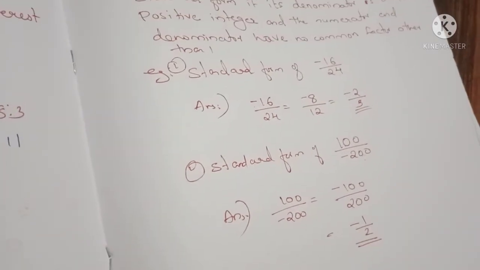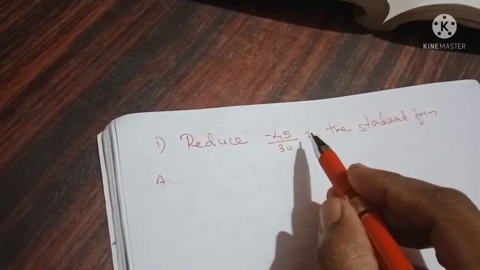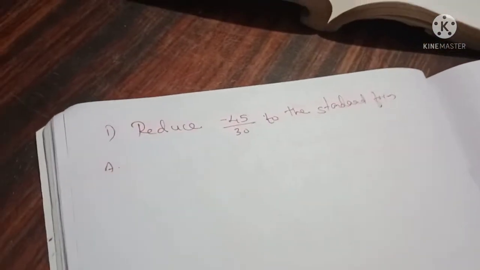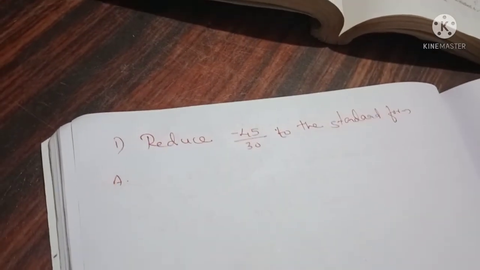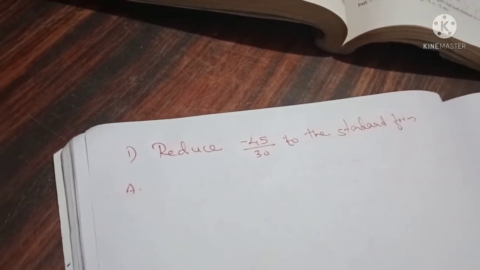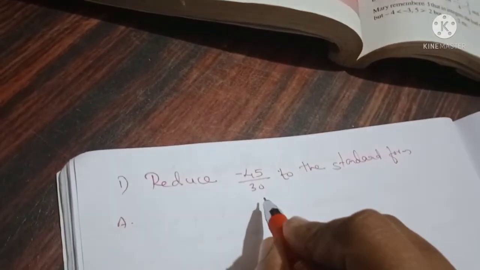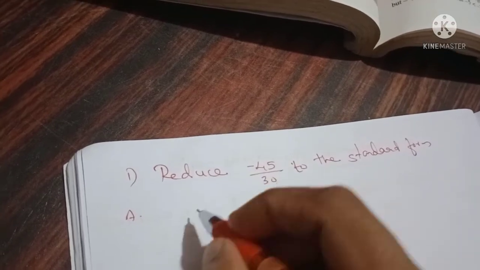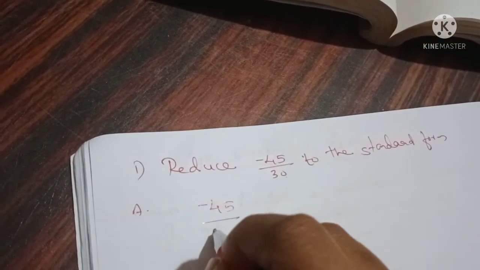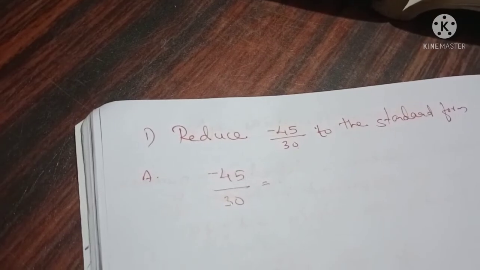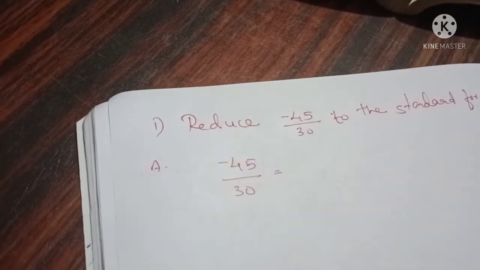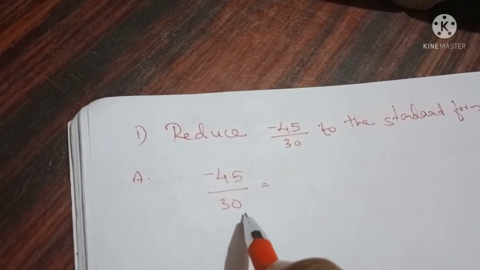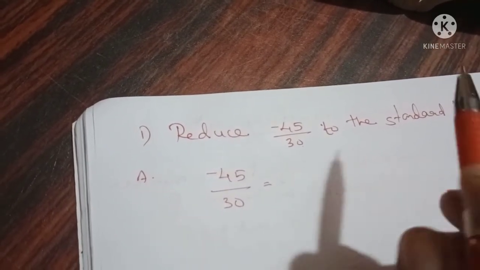I think it is clear for you. So we can do one more question. Reduce minus 45 by 30 to its standard form. The question is minus 45 by 30. You need to convert this rational number into its standard form. Let us check which type of rational number this is, positive or negative. Yes, it is a negative rational number. What are the conditions to make a number into its standard form? The denominator should be a positive number. Yes, it is a positive number here. So let us check the next criterion.